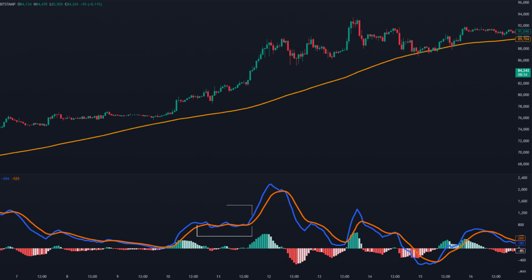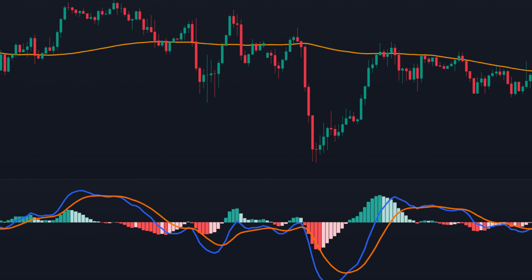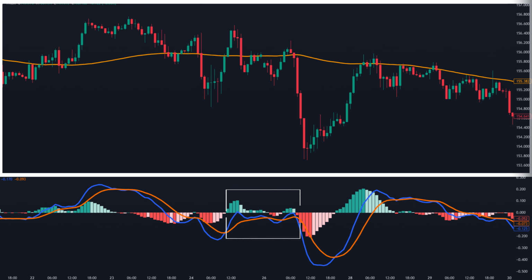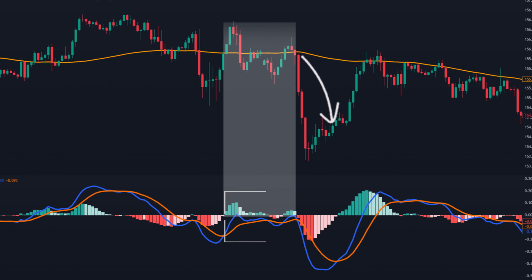Now, let me show you how this MACD trading strategy performs in different market conditions. In trending markets like this one, you can see the MACD squeeze gives extremely reliable signals that align perfectly with the overall trend. In sideways markets, that's where most trading strategies fail, but the MACD squeeze pattern actually becomes even more valuable, as it helps identify when the consolidation is about to end and a new directional move is about to begin.